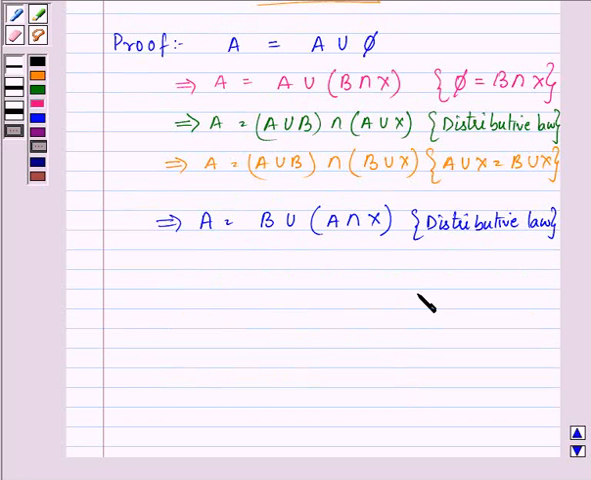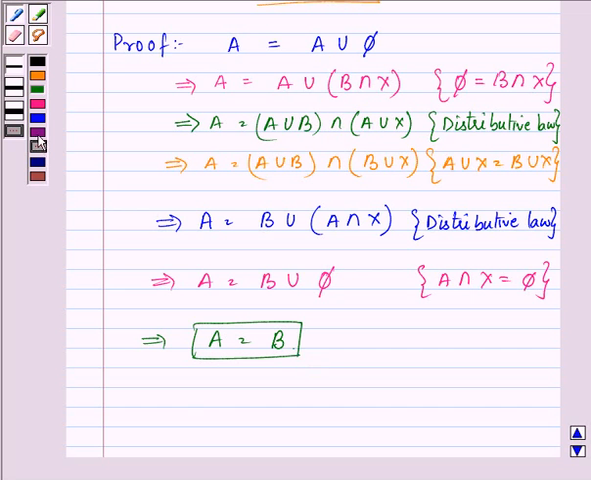And as we know that A intersection X is given to us in the question as phi, we can substitute the value. B union A intersection X can now be written as B union phi, which will give us that A is equal to B. So this is what we were supposed to prove, and hence we have shown the required thing.